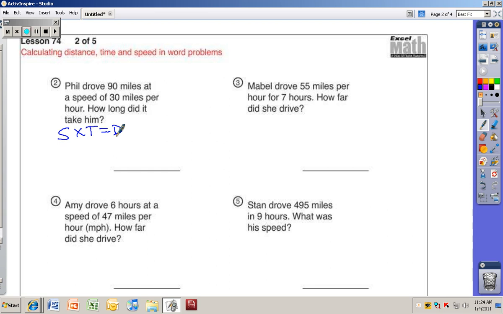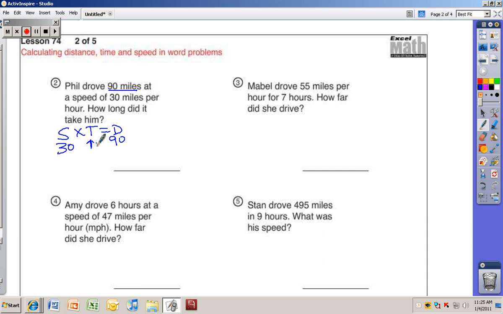Okay. So we write Stinky Tim died. There's S times T equals D. And we fill in the numbers that we know. Drove 90 miles. What would that be? The speed, the time, or the distance? Distance. That's how far Stinky Tim went. Okay, and then 30 miles per hour. What would that be? Speed. Okay. So all I have to do is figure out the time.